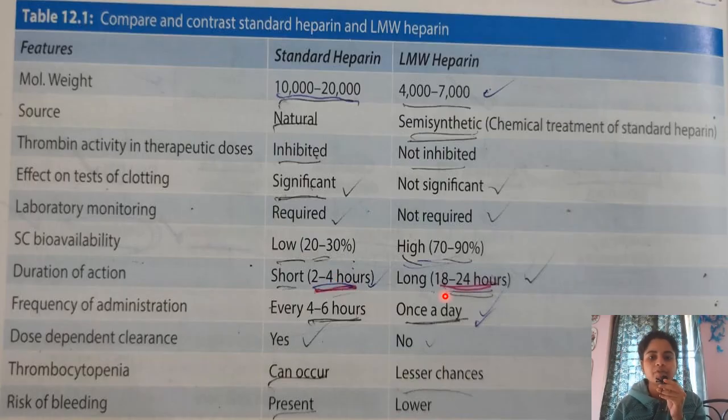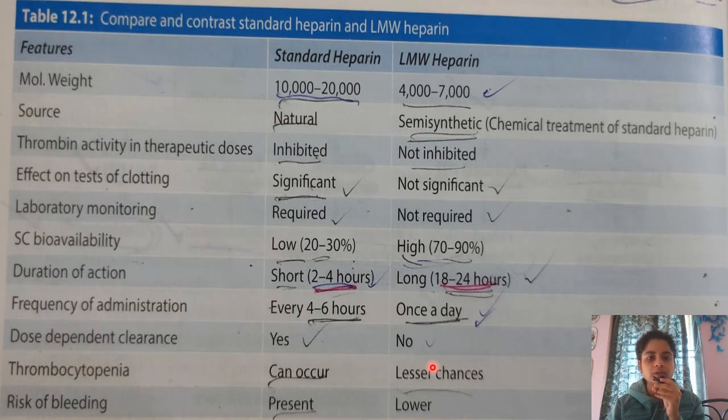It is a longer duration of action because, as I've told you in my previous slide, LMWH does not bind to any macrophage or endothelial cell or any platelet. So its duration of action is longer as compared to heparin. Then frequency of administration is every 4 to 6 hours for heparin, and for LMWH once a day is enough. Dose dependent clearance, yes, based upon the dose it has to be cleared from the body, whereas LMWH has no such effects, no such clearance is needed.